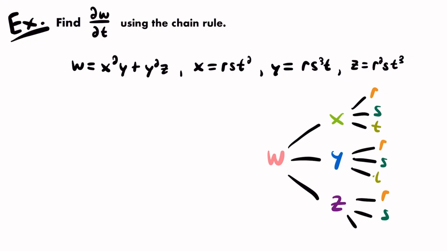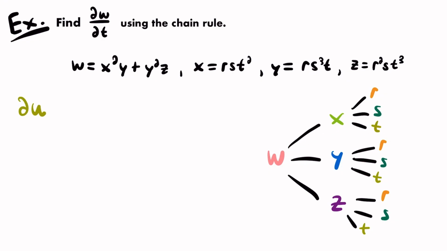Okay, so if we want to find the partial derivative of w with respect to t, really all we're focused on here are any paths that lead us from w to t. Okay, we don't care about r or s in any of these branches. We're just worried about what's going to get us from w to t. Okay, so let's set up that formula.